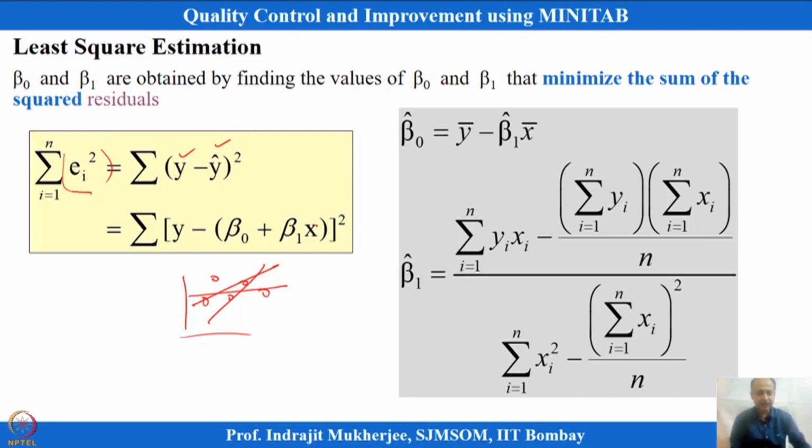The derivatives of this squared error give the mathematical relationship for beta 0 and beta 1, and if we equate them to 0, that is the normal equation we consider. When we do that, we get the estimations of beta 0 and beta 1.